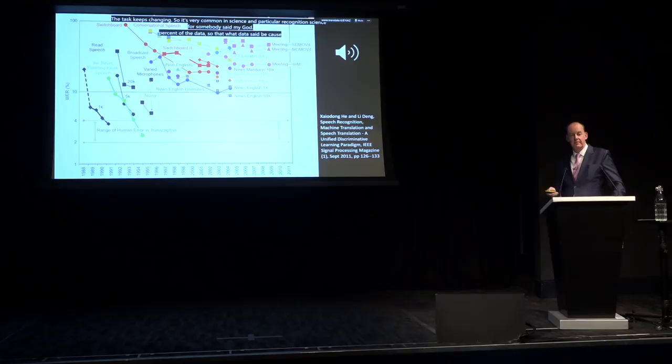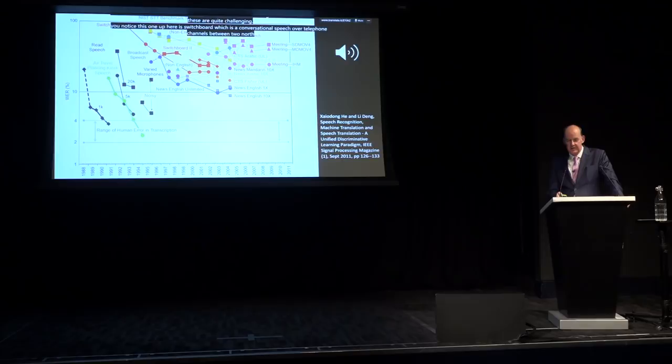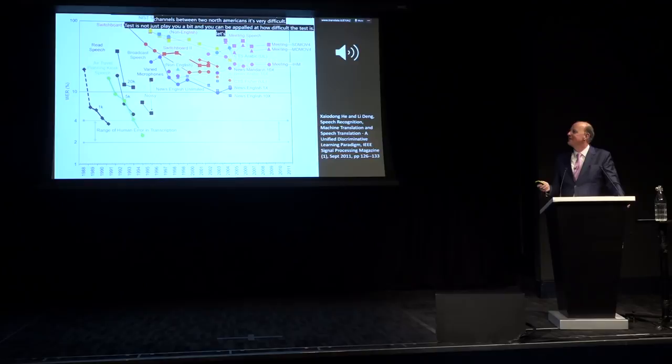Now, some of these are quite challenging. You notice this one up here is Switchboard, which is conversational speech over telephone channels between two North Americans. So that's a very difficult test, isn't it? I'll just play you a bit and you can be appalled at how difficult the test is. Let's see how good the speech recognizer is. Oops.